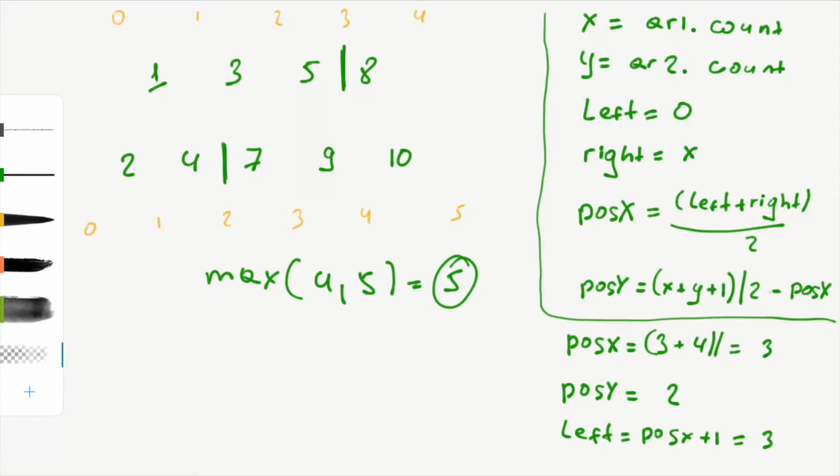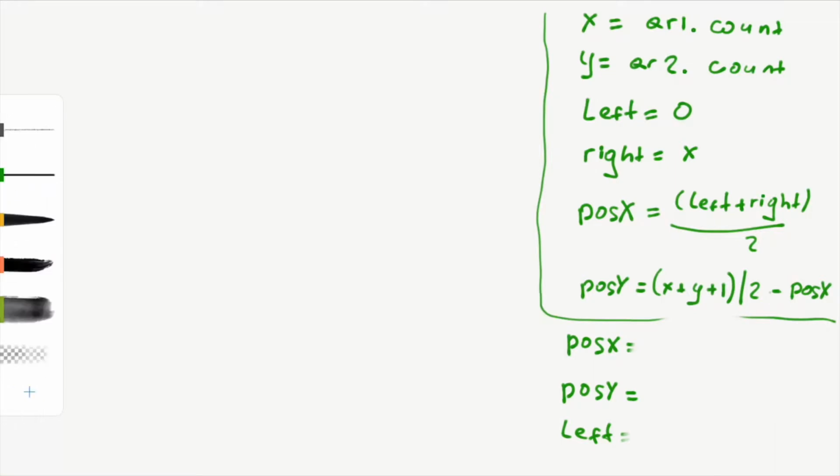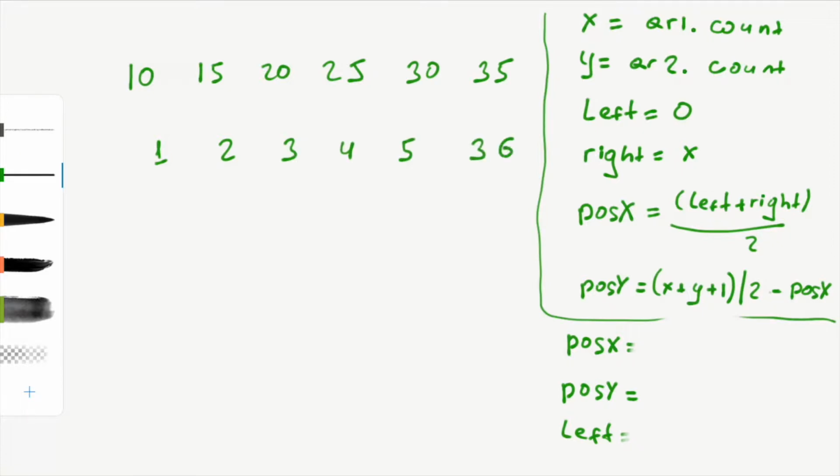Now let's take one more example using formulas and a different array. So let's use array 10, 15, 20, 25, 30, and 35. And the second array is going to be equal to 1, 2, 3, 4, 5, and 36. So let's mark our split positions. It's going to be 0, 1, 2, 3, 4, 5, 6.